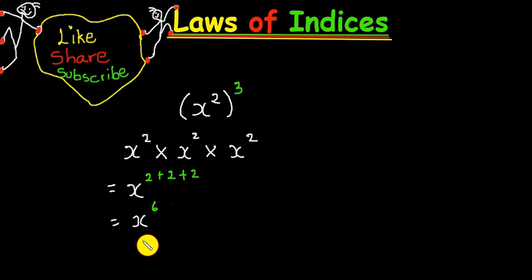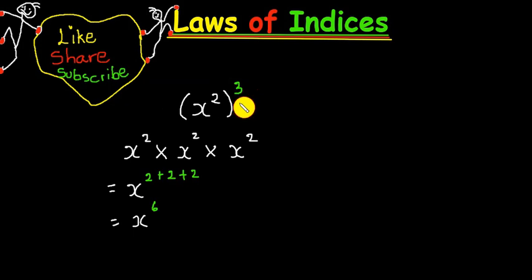But there must be a short way. There must be a rule in order to help us to work and to simplify this expression in a much shorter time. So here we have 6. Two numbers at the top, the inner power is 2 and the outer power is 3. How can we get 6 from 2 and 3?